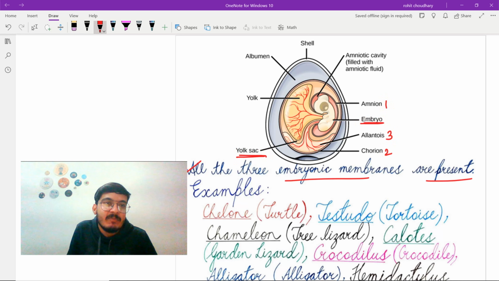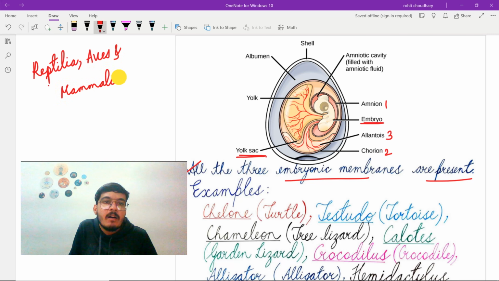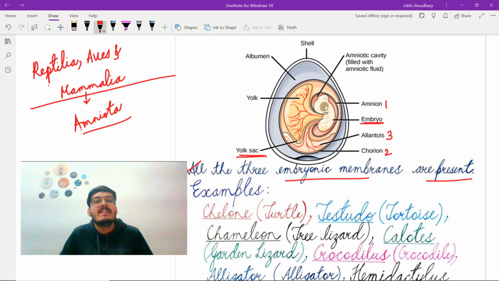The classes, namely Reptilia, Aves and Mammalia, are grouped under the group Amniota. Why? Because of the presence of extra embryonic membranes in them. Whereas fishes and amphibians are grouped under the group named Anamniota because of the absence of extra embryonic membranes in them.